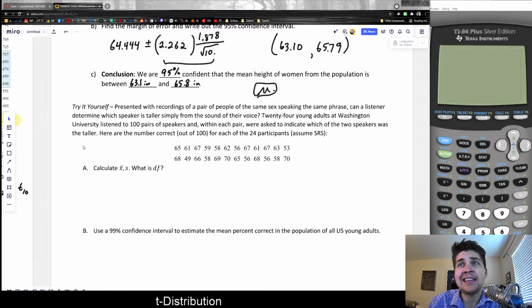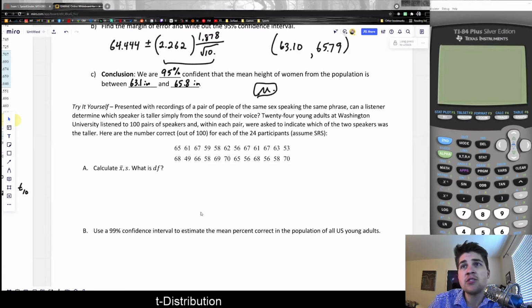Basically this would be the percentage correct out of 100 for each of the 24 participants. Everybody had a percent, determined by how correct they were at seeing who was taller in each of those 100 pairs. We see a lot of results like 65% correct, 61% correct, 70% correct, and so on. Looks like fairly centralized data around 60 to 70%.